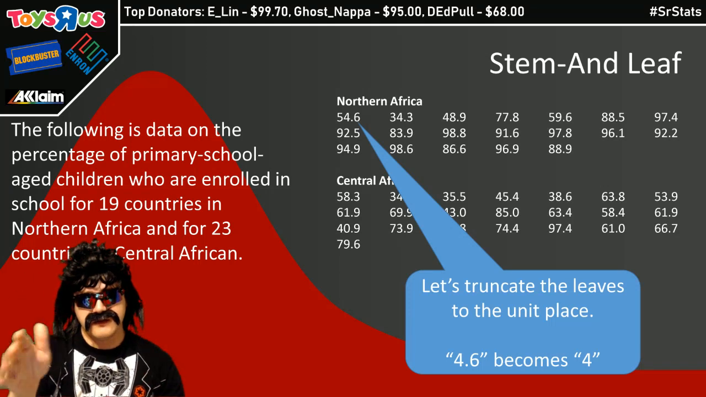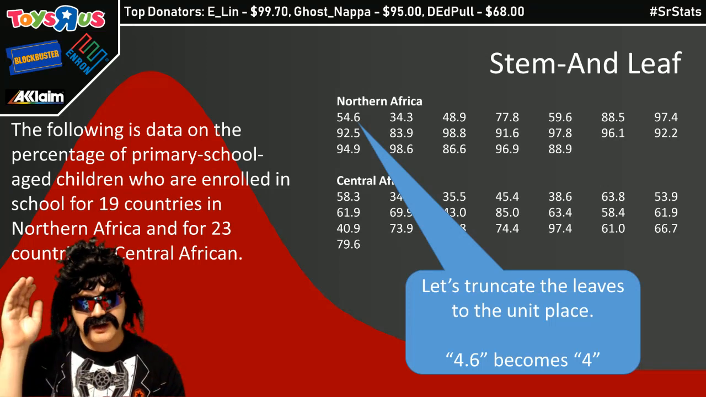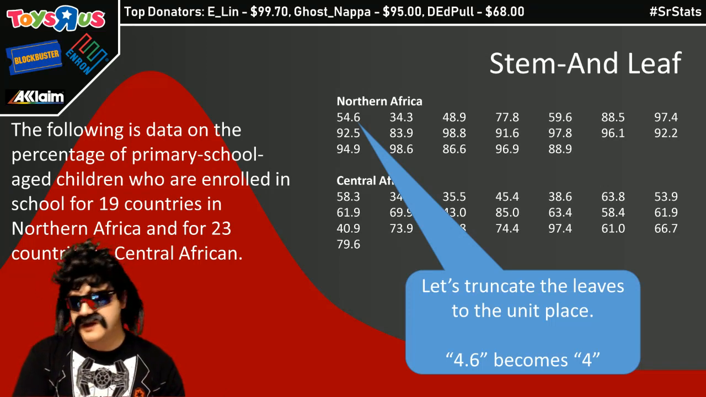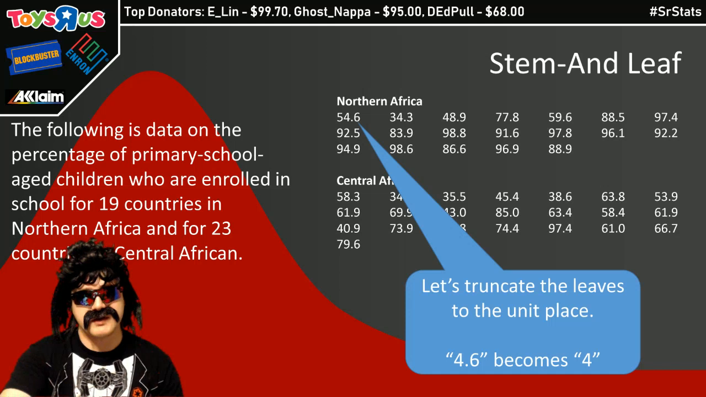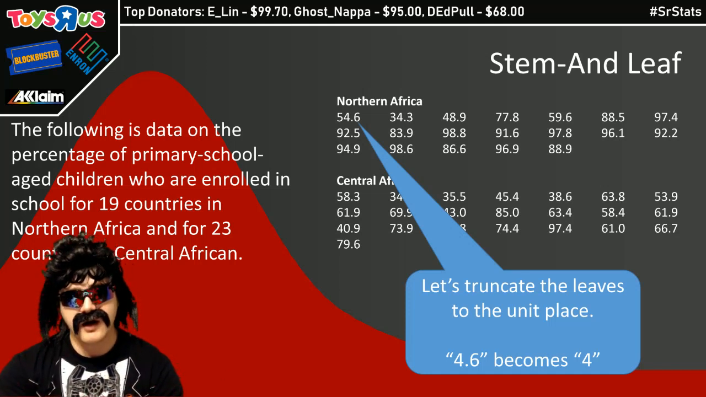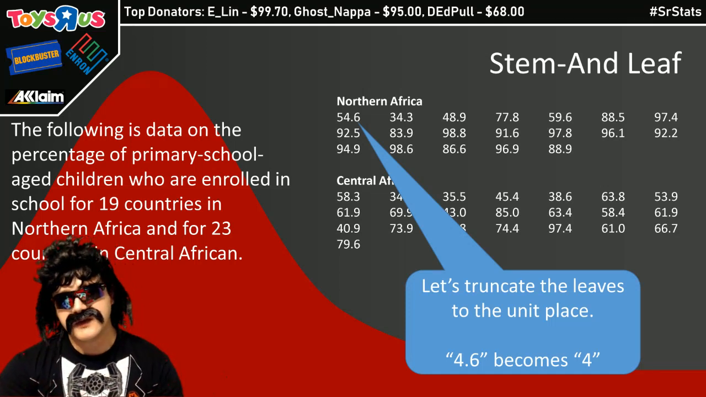So for this one, we're going to truncate. This 4.6 becomes just 4. 34.4 will just become 4.4 instead of 4.3. All this stuff, basically, you just cut off the little extra parts.